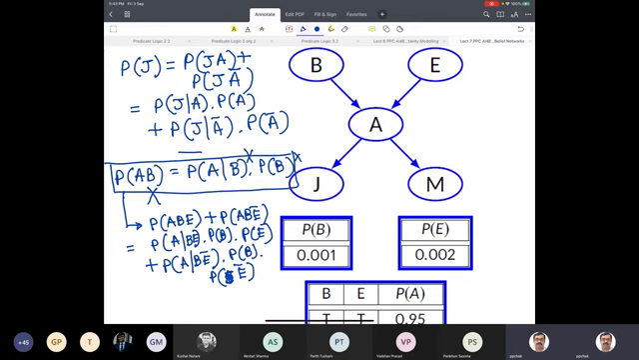Yes, sir. We should have also taken into account the effect of E, because A is directly influenced by it, so we only look at those which are direct influences. So this is wrong, this is right. This is correct. And this is wrong.